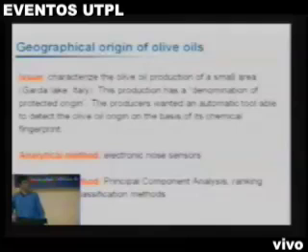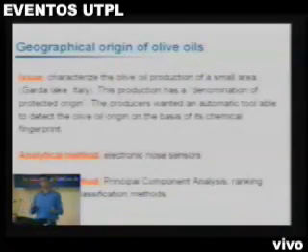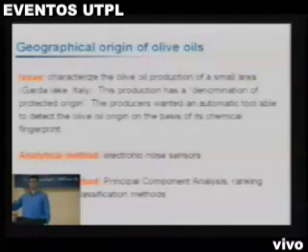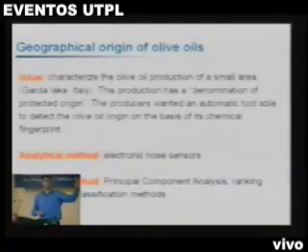And the producers of these oils wanted an automatic tool that was able to distinguish, to characterize these quality oils from oils produced in other regions of Italy and of Europe, on the basis of a chemical fingerprint. So we have oils from Garda, we have oils from other areas. We can describe these samples of oils with a chemical fingerprint, with chemical parameters, and we are going to see if the oils are different.